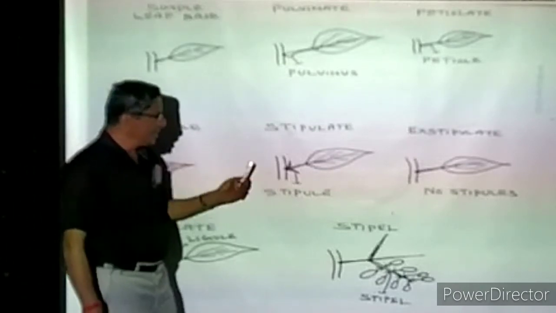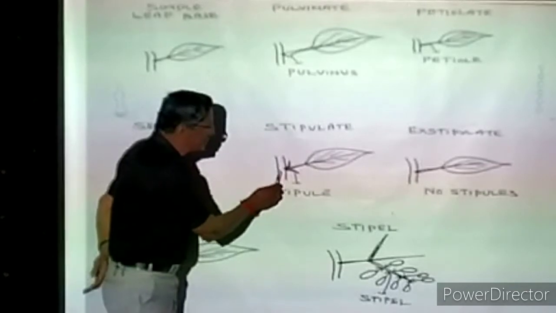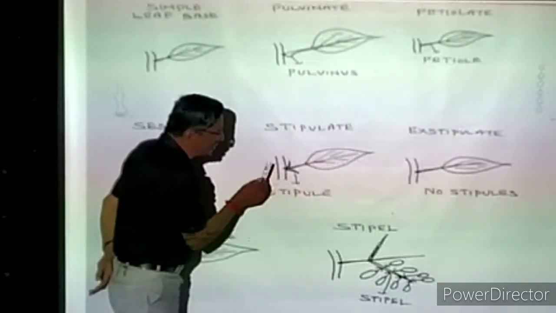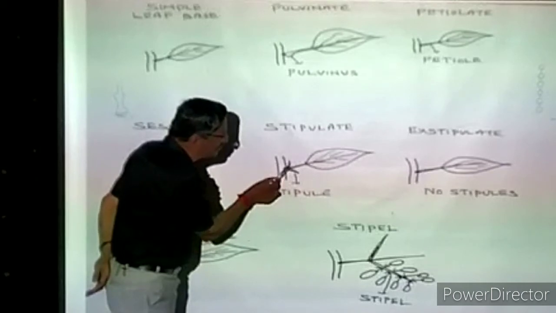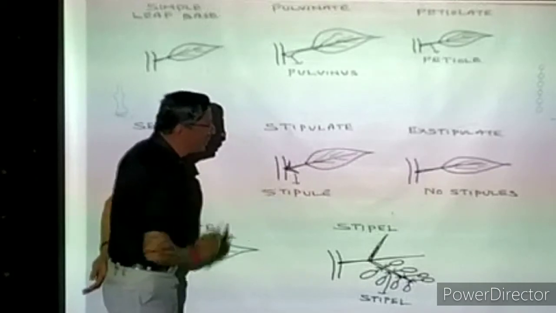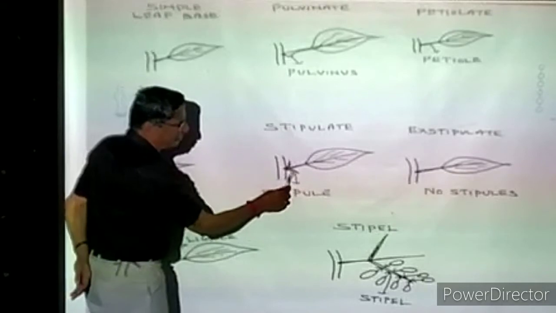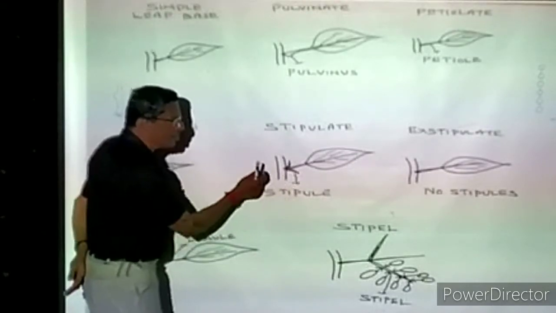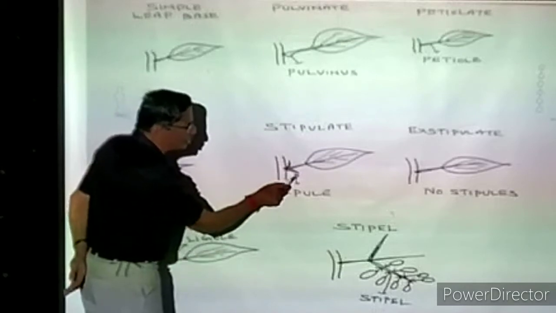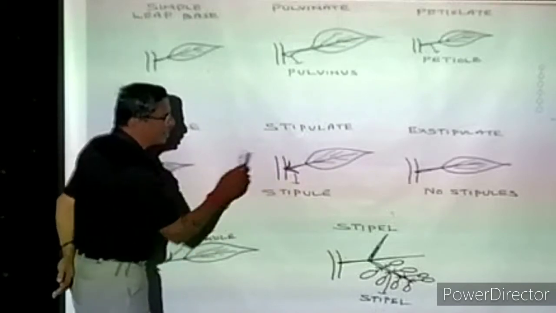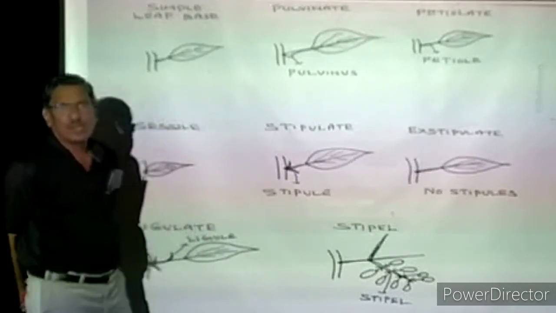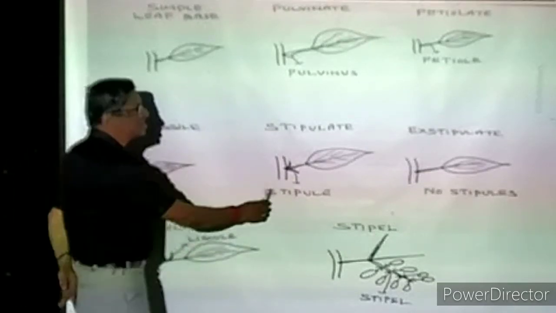Now we are coming to the next one. Now here you can see the stem, node is there, petiole is present, lamina, leaf base is there. On either side of the leaf base, two small leaf-like structures are projecting. They are green. They are not leaf, but they are giving the appearance of a leaf. Small flattened structures are projecting on either side of the leaf base. Each one is called a stipule.